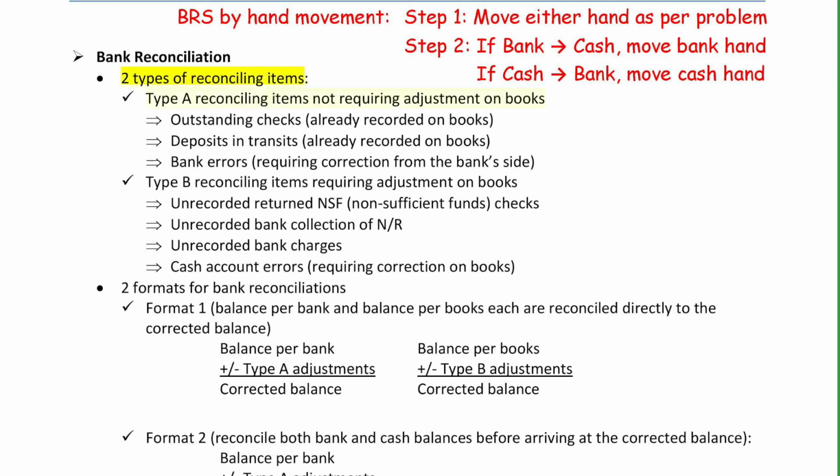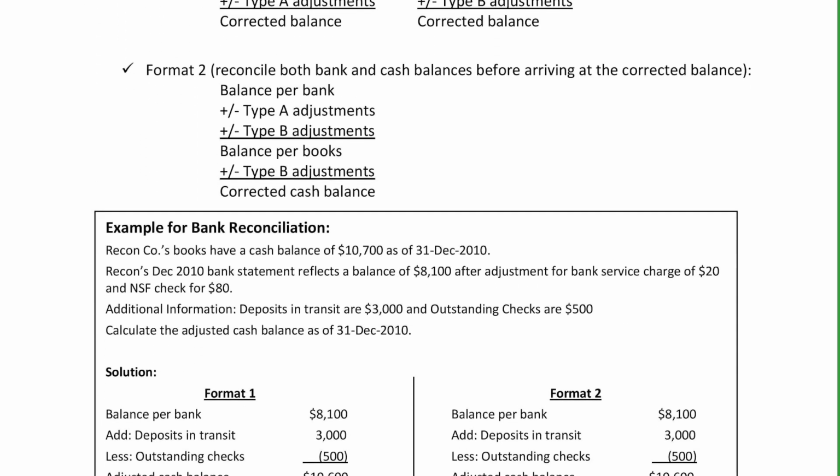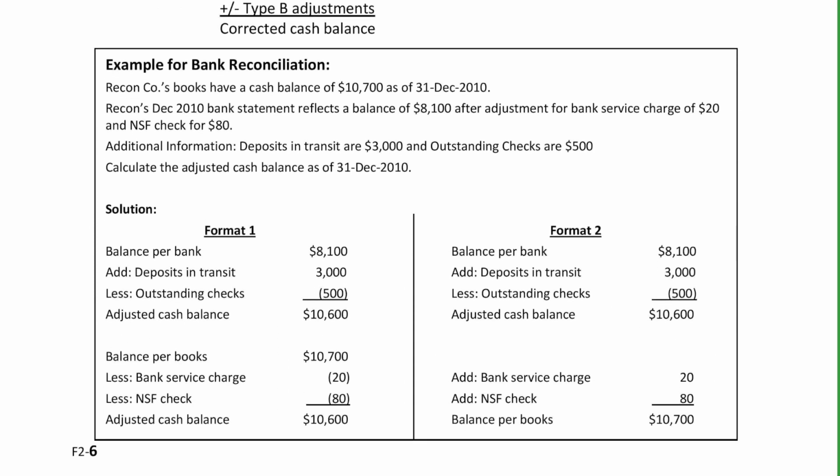Highlight type A: reconciling items not requiring adjustment on books, and highlight type B: reconciling items which require adjustment on books. So let's look at type A and type B items on the example that we have at the bottom of this page. So I'm looking at the solution there.